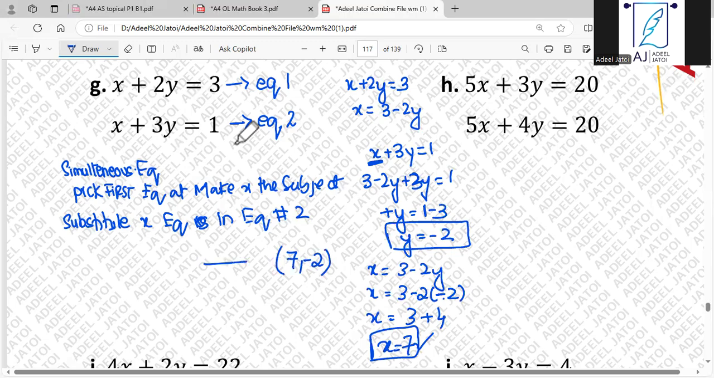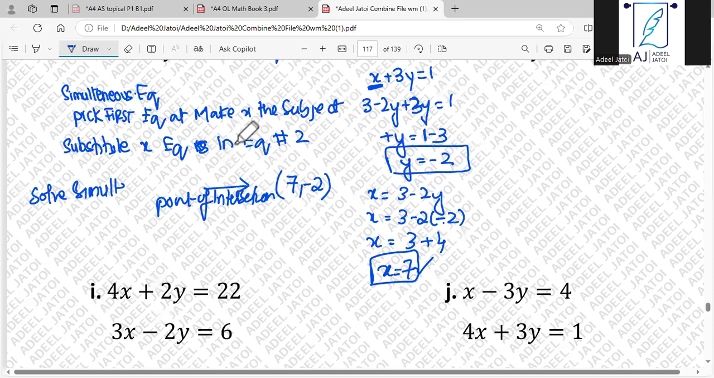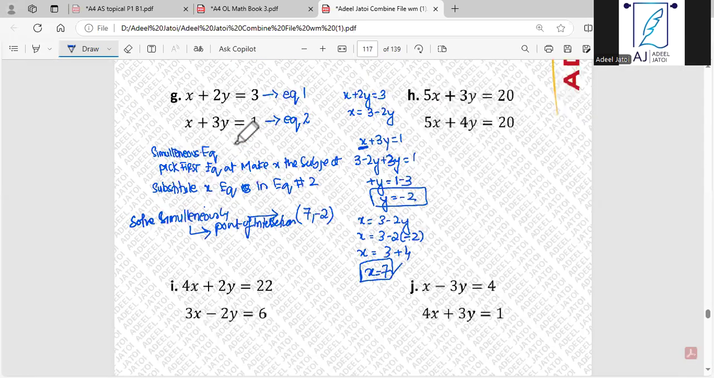Now this coordinate is basically the point of intersection. What is this? Point of intersection. So when you solve simultaneously, you get the point of intersection. And the point of intersection for these two equations was 7 comma minus 2.